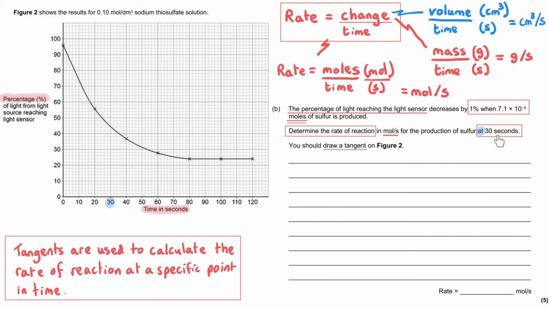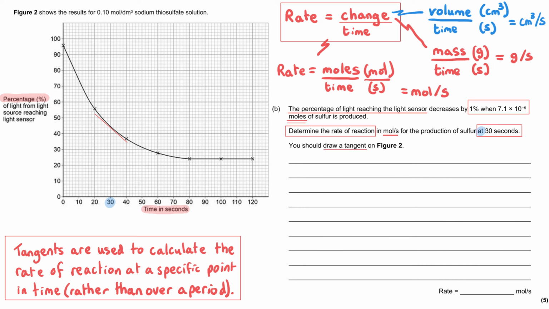We've been asked for the rate at 30 seconds, and that means that we need to draw a tangent, and they've prompted us that we need to do so here. So you do this by finding 30 seconds on the x-axis, going up to the curve at that point, and then drawing a tangent at that point. Now, tangents are straight lines. This graph is not a straight line, this is a curve. But if we draw a straight line at 30 seconds, we can match the gradient of the graph at that time, but then the graph will curve, but our gradient will continue in a straight line.